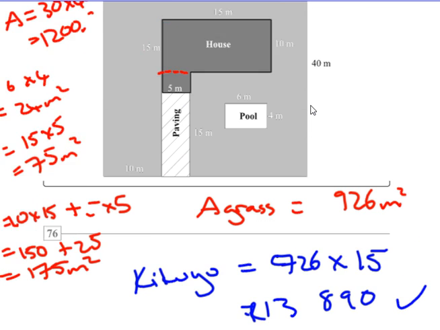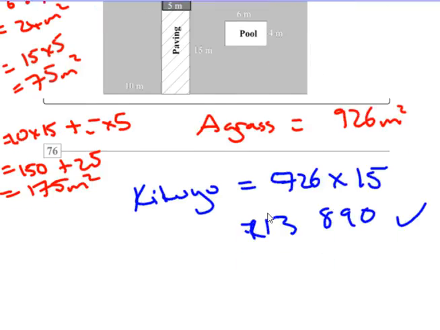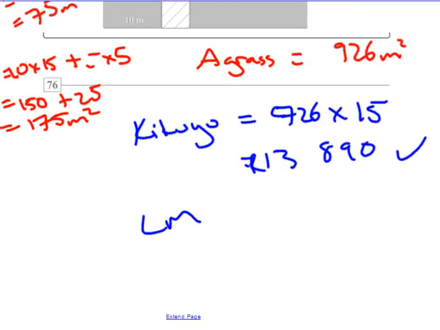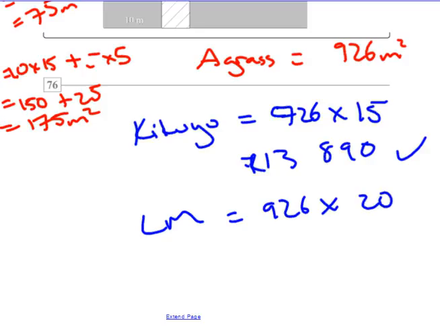What about the other option, which is the LM grass, which is like a shade grass? That would be 926 times my price for this grass, which is 20 Rand per square meter. Now, if you've got a very shaded garden, kukui is going to die. You'd rather go for the LM grass. If you've got a very sunny garden, it doesn't really matter which one you go for. And I get 18,520. At which point I pray that my garden is not a shade garden because I'm going with kukui.